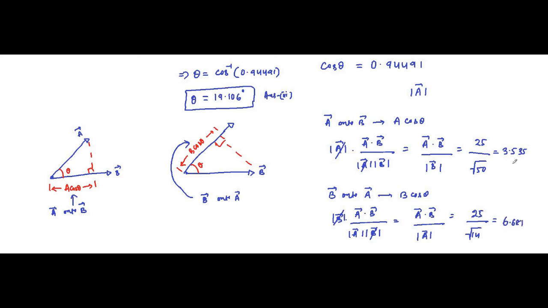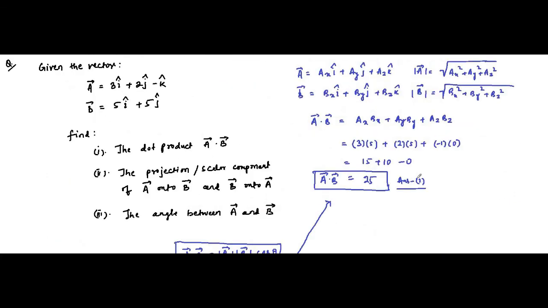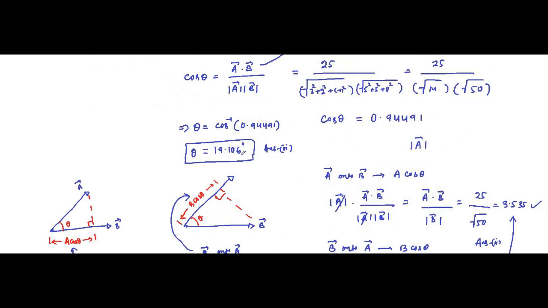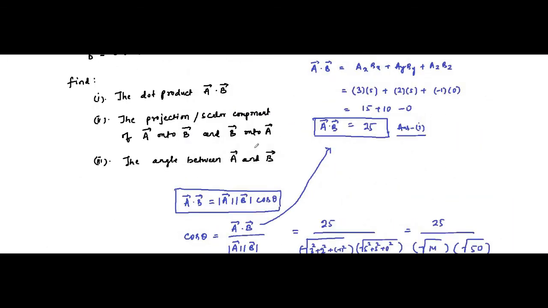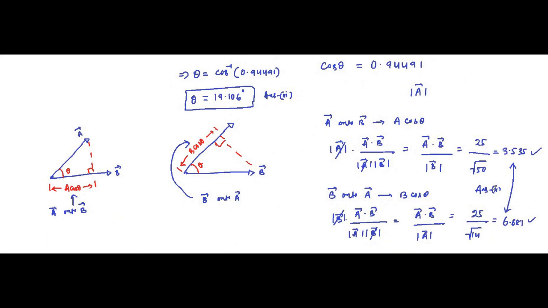So these are the two values, which is the second part of the question. So first we determined the dot product, the first part. Then we determined the angle, that is 19.106 degrees, that is the third part. And then we determined the scalar projection or component of A vector onto B vector and B vector onto A vector, which is the second part of the question.